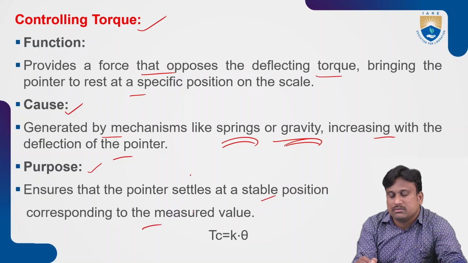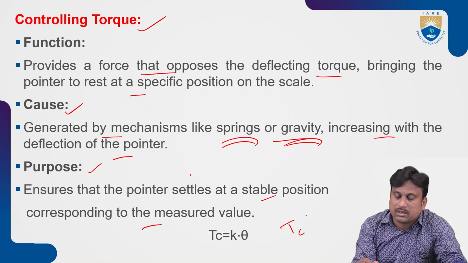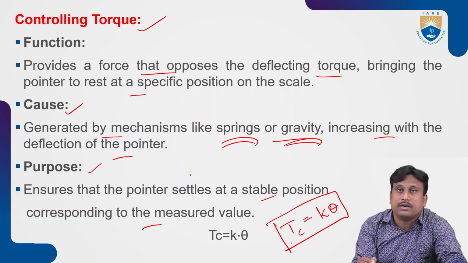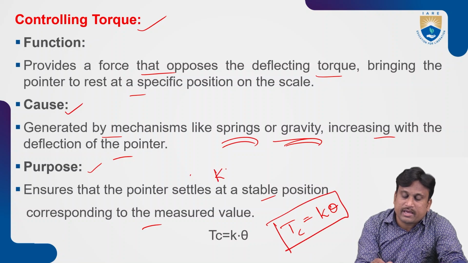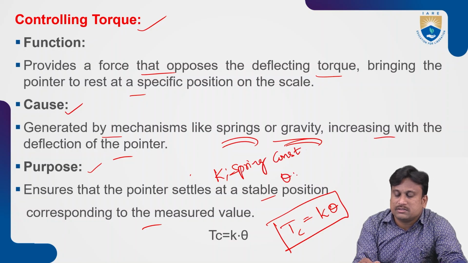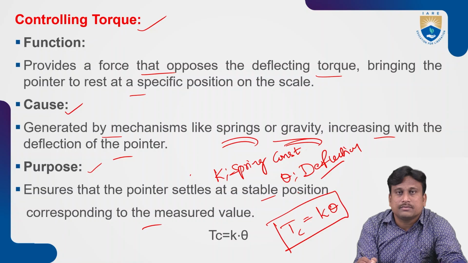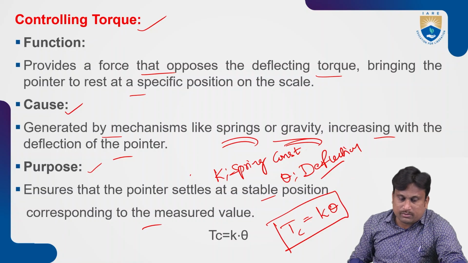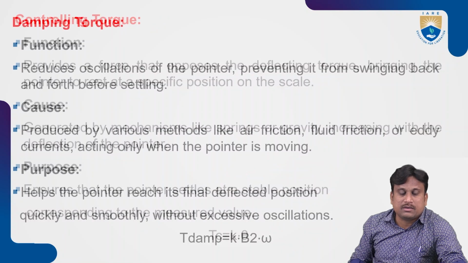to the measured value. That means controlling torque is equal to the product of the spring constant K with the deflection theta. So Tc equals K theta, where K is the spring constant and theta is the amount of deflection. Likewise we can see the controlling torque phenomena.